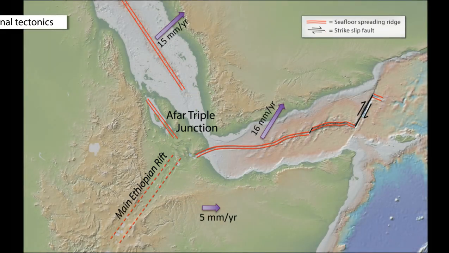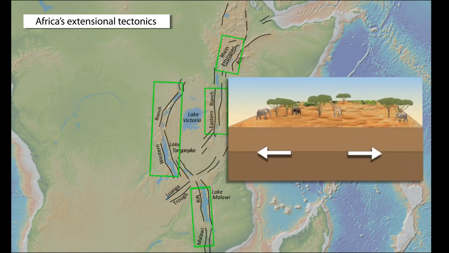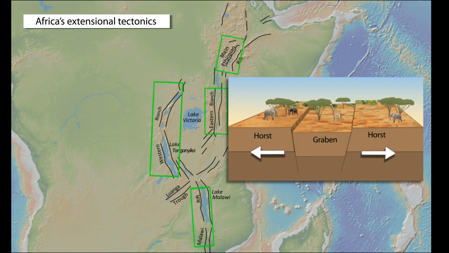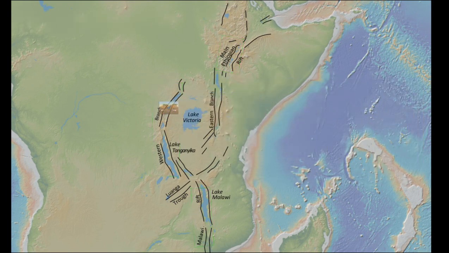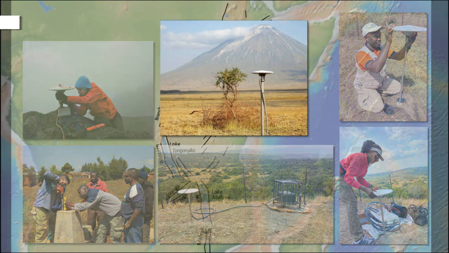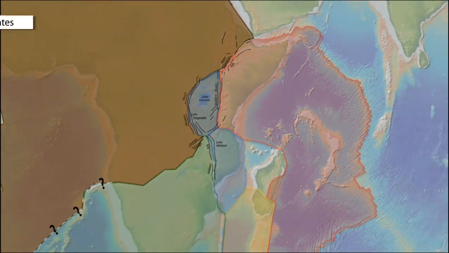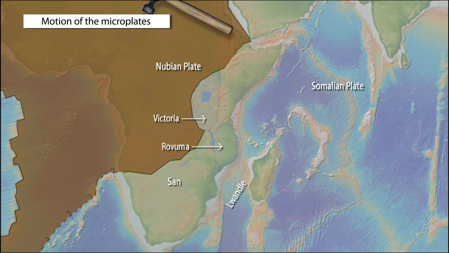The main Ethiopian rift is the northern part of the East African rift system that's dominated by extension with normal faults that produced horst and graben structures. The Great Lakes of East Africa occupy many of these downdropped valleys. Over the past 20 years, high-precision GPS surveys have determined motions of plates and microplates in this region. As GPS research continues, refinements will be made. But the following model of the East African rift system summarizes the state of the science.